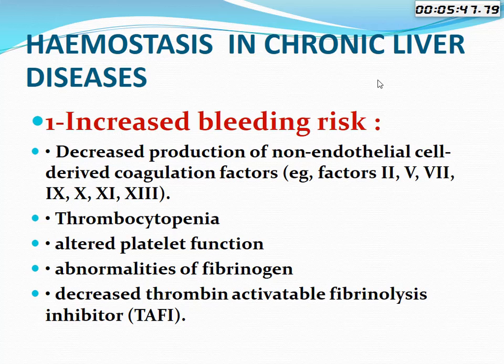In cirrhotic patients there is an increased risk of bleeding, with decreased production of non-endothelial cell-derived coagulation factors, the factors produced by the liver: factor 2, factor 5, 7, 9, 10, 11, and 13. Also, thrombocytopenia is responsible for the bleeding risk, along with altered platelet function, abnormalities of fibrinogen, and decreased thrombin-activatable fibrinolysis inhibitor. All these factors make the cirrhotic patient liable to bleeding.